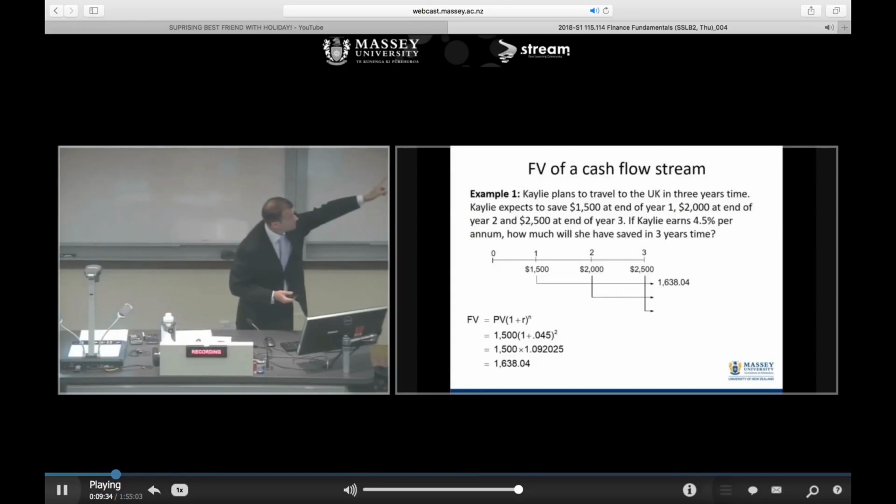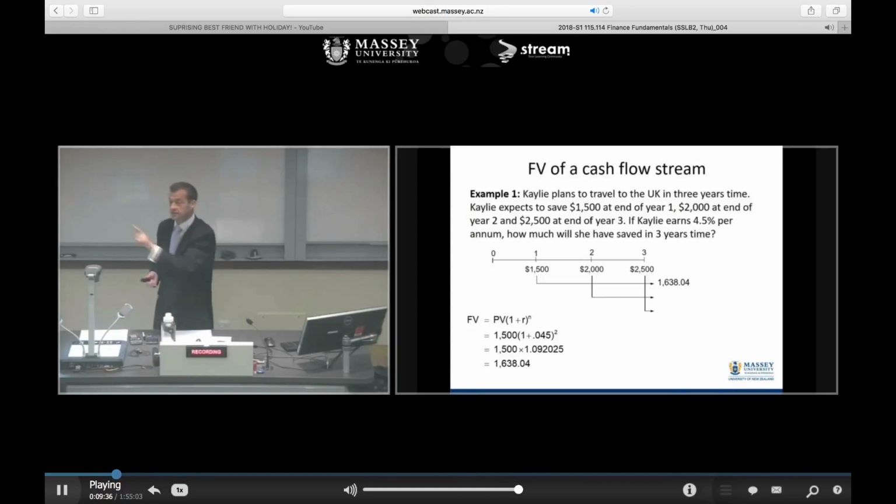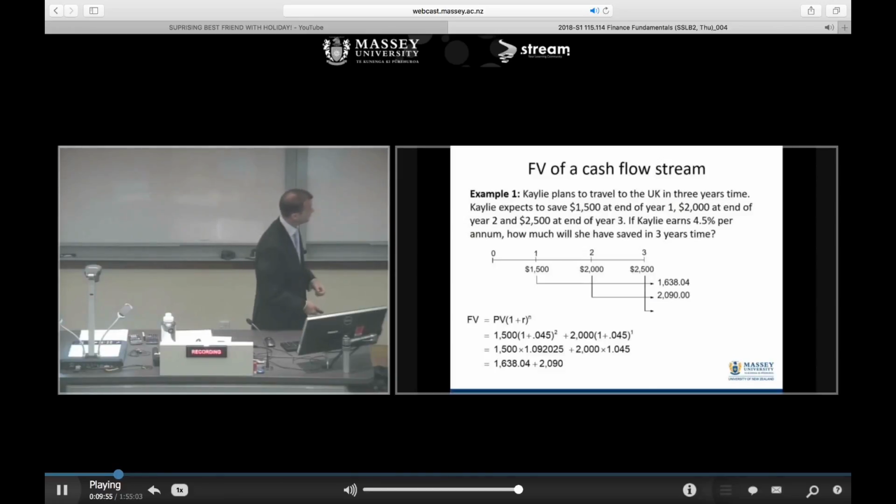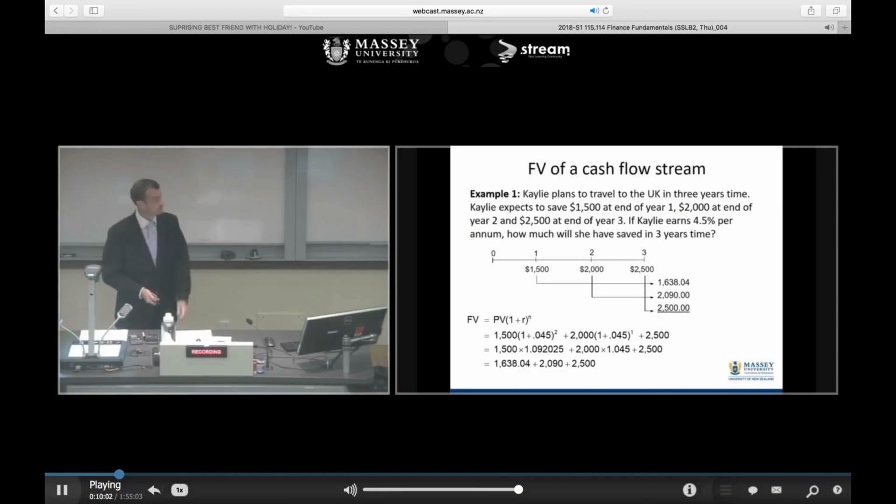Then the 2,000 will only be in the account for 1 year, so it'll only earn interest for 1 year. At 4.5%, she's going to earn $90 in interest, so that'll be worth $2,090 at the end of year 2. And then the last one, she puts in basically the day she leaves. She's got $2,500 extra in the account, but that's had no time to earn any interest, so it stays at 2,500.